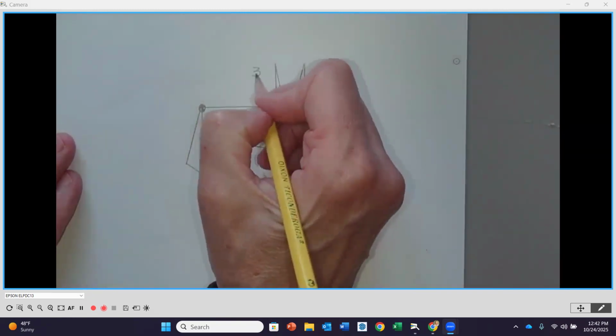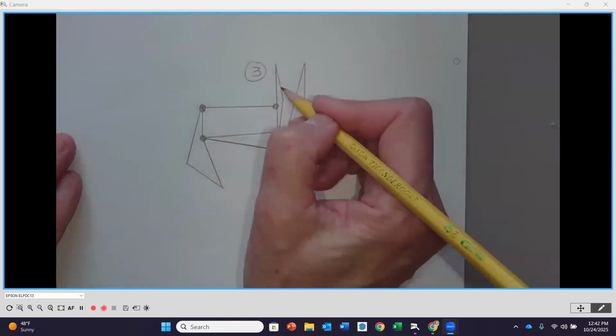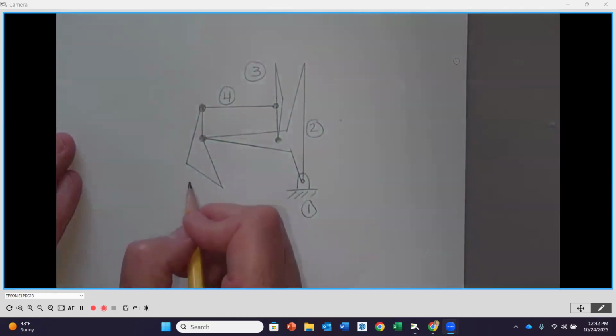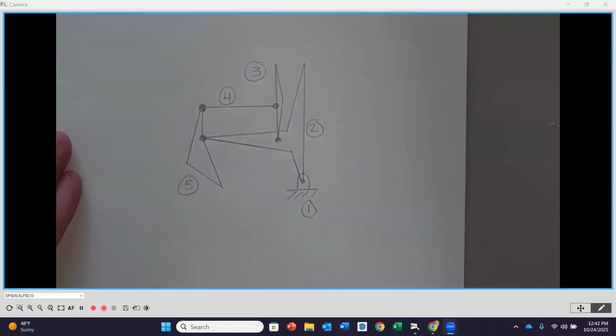Link number 3, which is going to be that handle. Link number 4. And then link number 5. So 5 links in this case. 4 is our normal number, but this one there's an extra one.